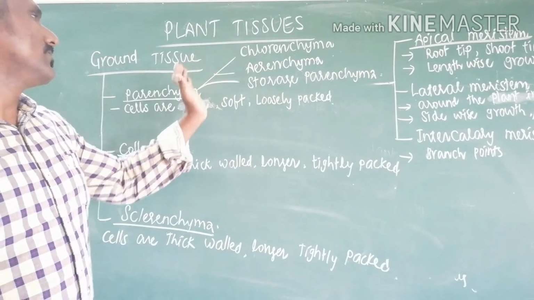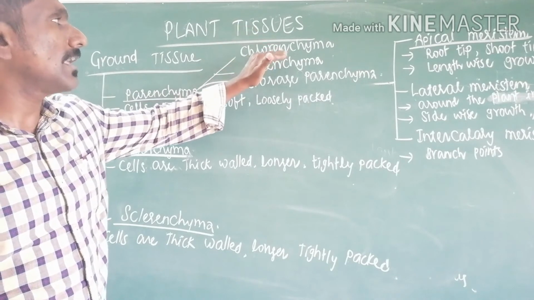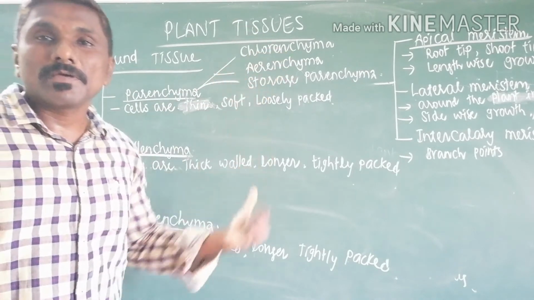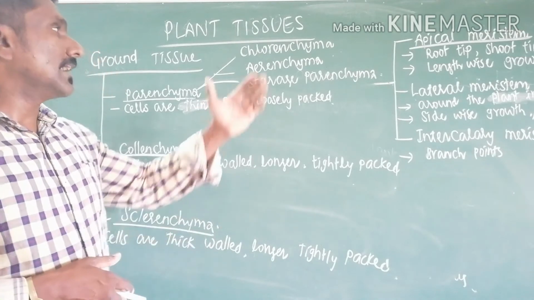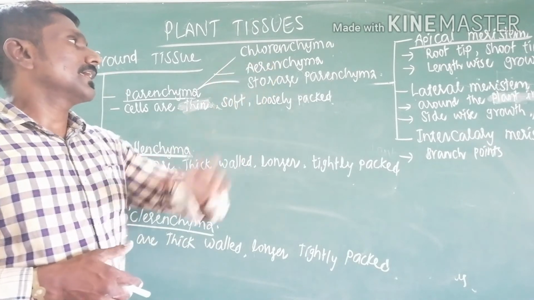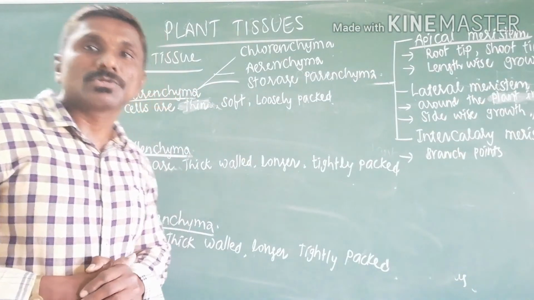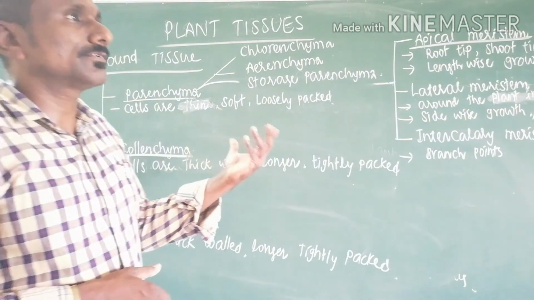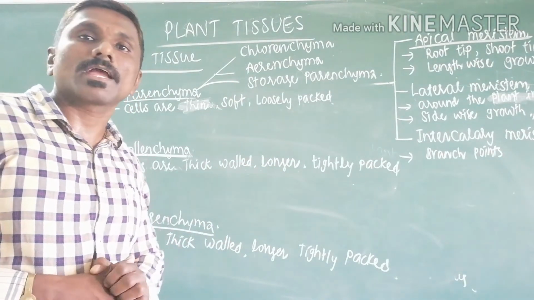If the parenchyma possesses chloroplast, that may be called chlorenchyma. If the parenchyma possesses air cavities, that may be treated as aerenchyma. If the parenchyma possesses storage tissue for storing various food and nutrients, that may be treated as the storage parenchyma.